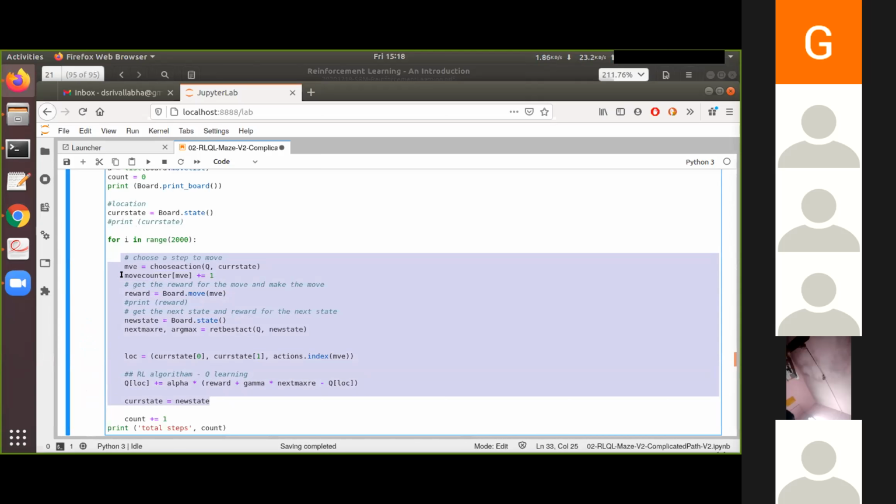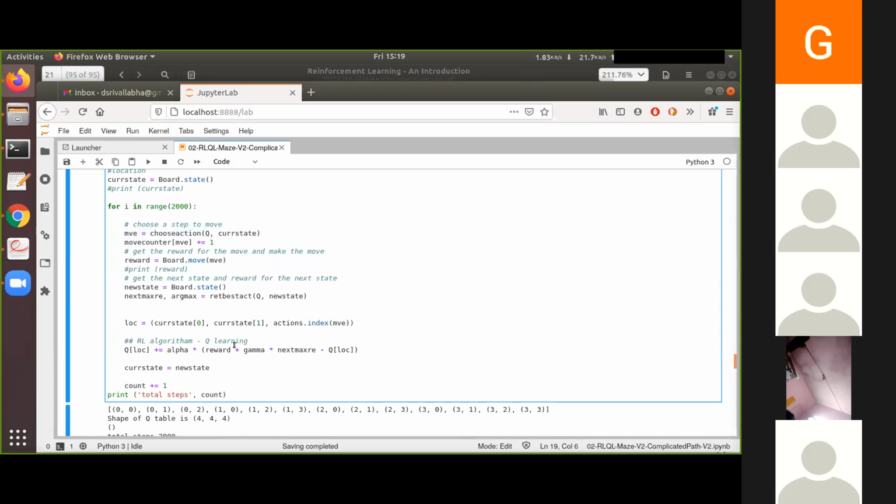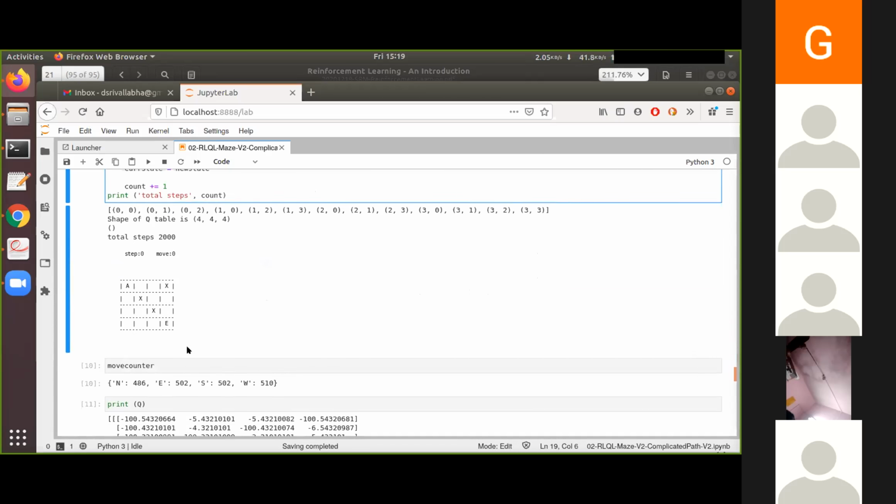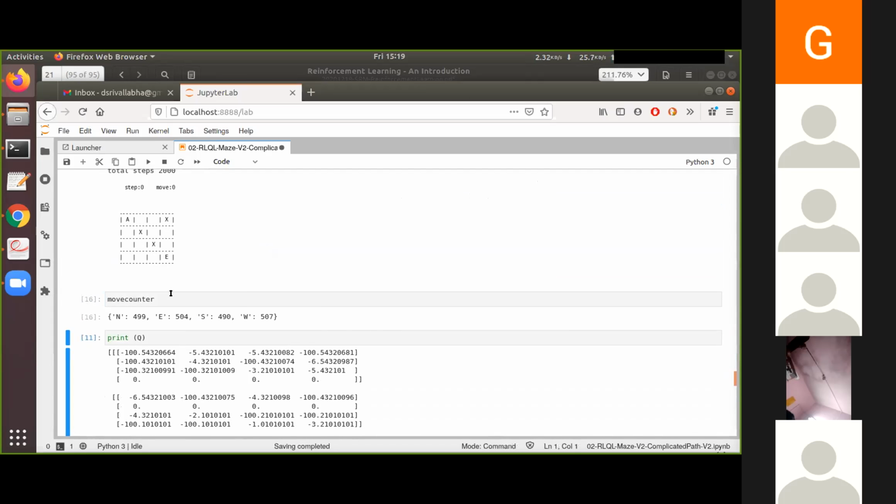Given a particular state, you choose a move, you count the number of moves, and for that move you get a reward and also the new board state. Based on the new state, reward, and the move, you update your matrix. That's all you are trying to do. The Q-learning algorithm is a simple equation once you have written all the complicated code before. Now, once you do this, what happens? What is the move counter? The move counter simply says how many times my agent moved north, east, west, and south. You see there is a fair balance. It is not imbalanced. It is also not exactly equal because it is a random process, but it is a fairly balanced exploration of all of it.